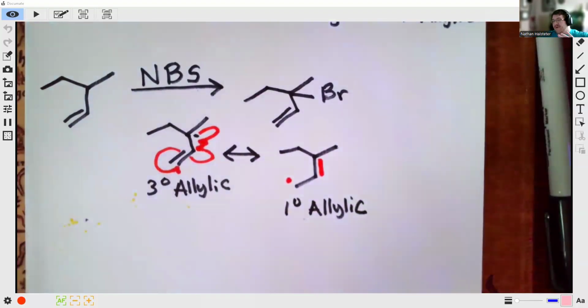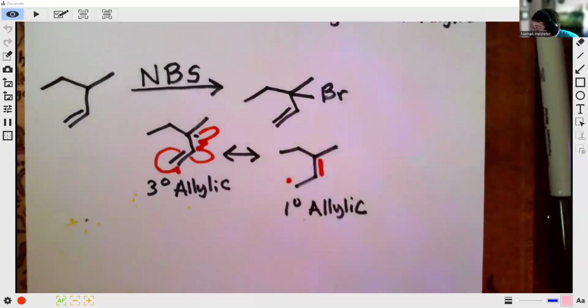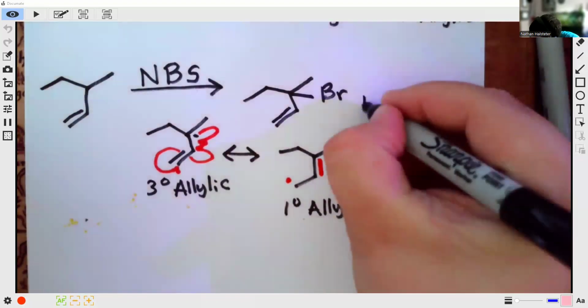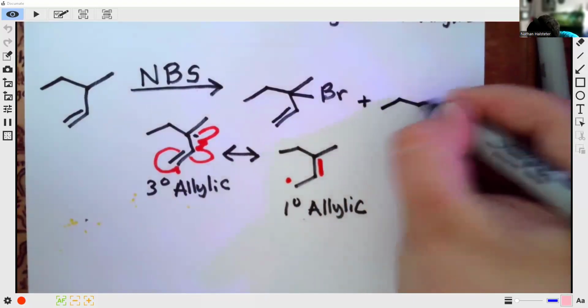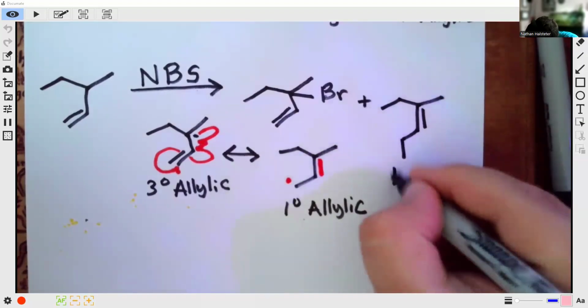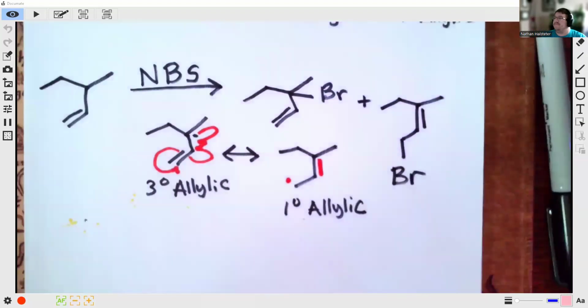At this point, we will care actually about major and minor products. At this point, I don't care too much. If I ask for more than one product, make sure you show both products. From here, our last step is just our bromine adding where our radical formed. So our other possible product for this reaction looks like that.